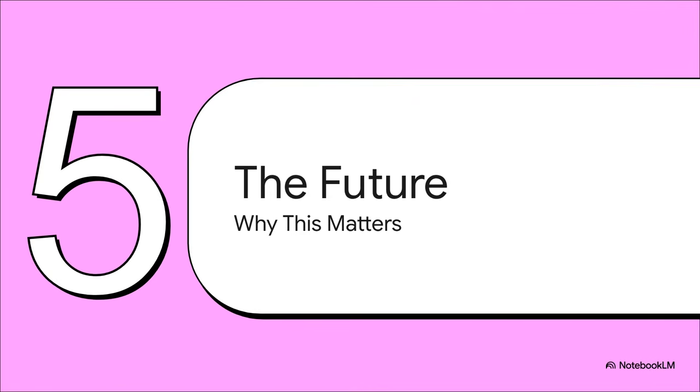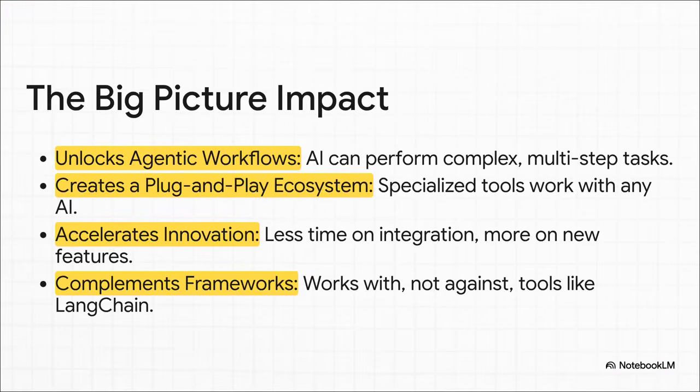But let's zoom out. What does all of this mean for the future of AI? Why should we all care about some protocol? Well, the impact is massive. First, MCP unlocks what people call agentic workflows. That's where an AI can actually plan and execute complex, multi-step tasks on its own. It also creates a true plug-and-play ecosystem. Think of it like an app store for AI tools. This is going to accelerate innovation like crazy because developers can stop wasting time on boring integrations and start building amazing new things. And this doesn't replace frameworks like LangChain. It actually gives them a solid standard to build on.